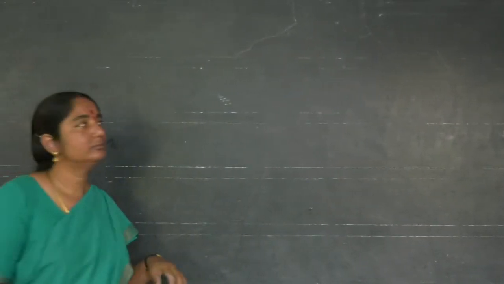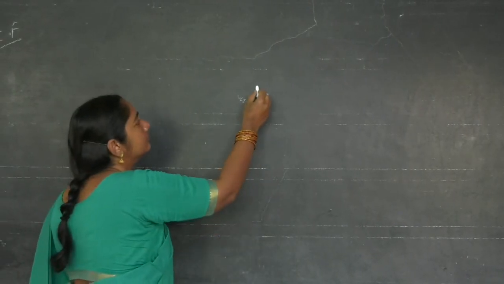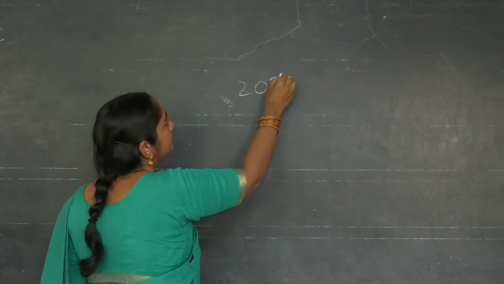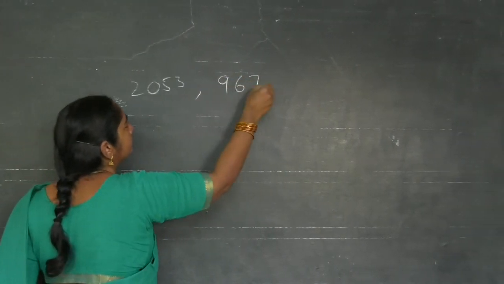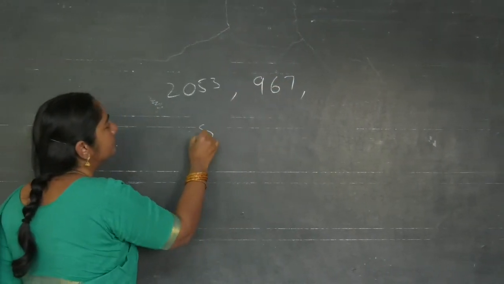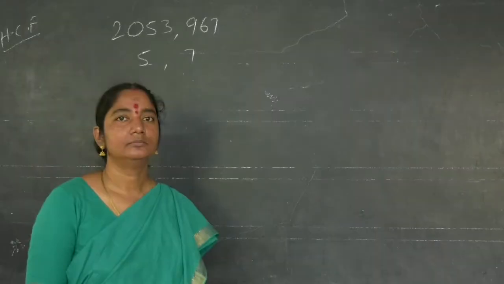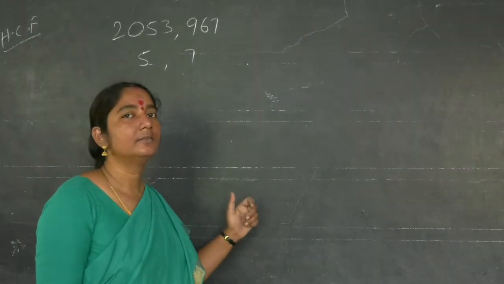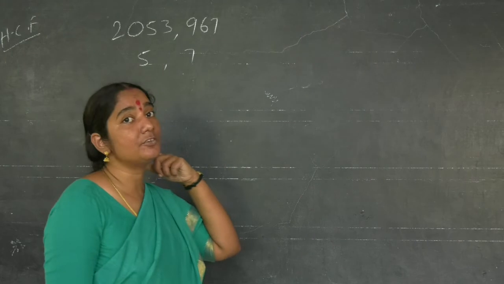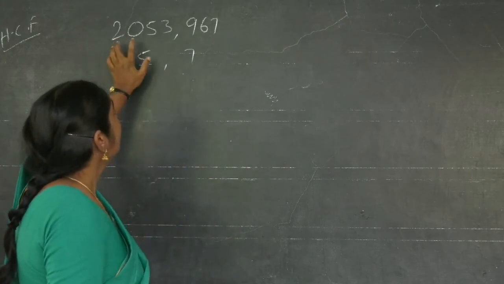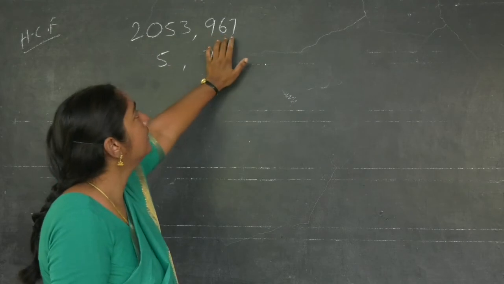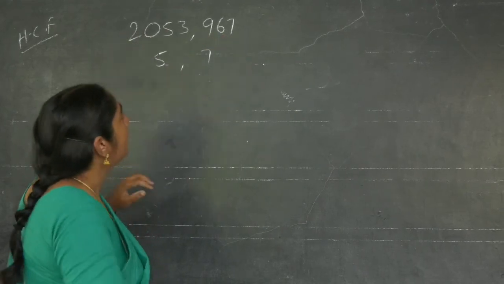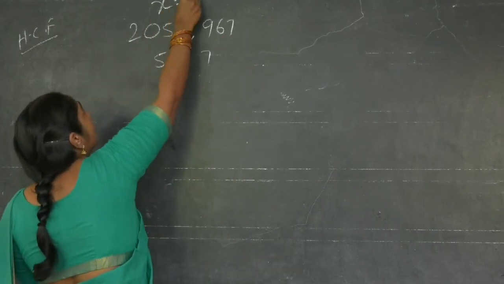Find the largest number that divides 2053 and 967 and leaves a remainder of 5 and 7 respectively. So my dear friends, in this problem the two numbers are 2053 and 967. We have to find the highest number.